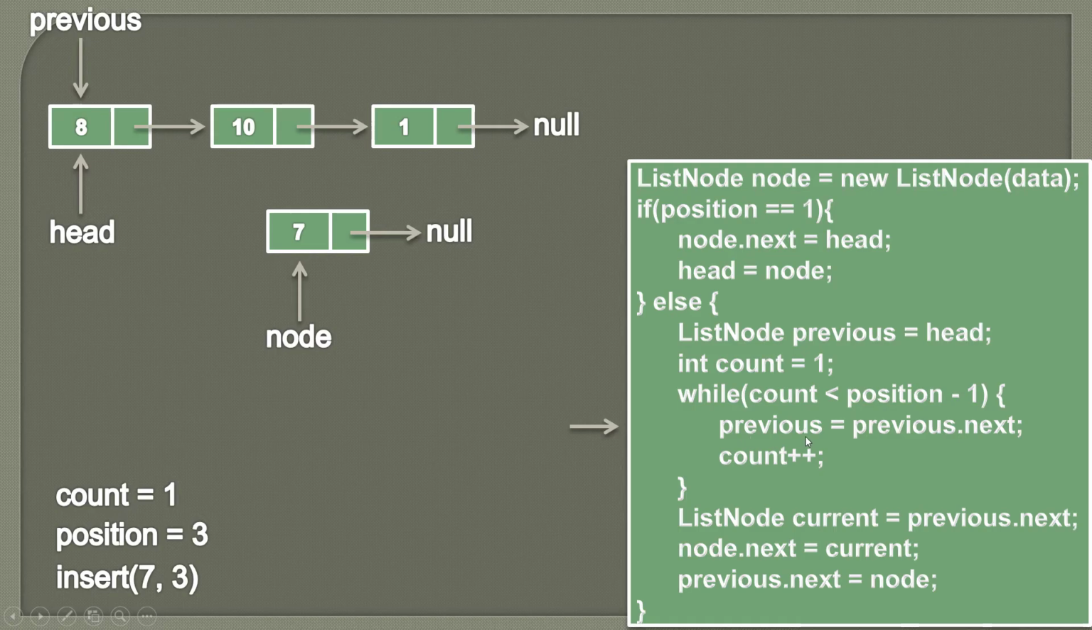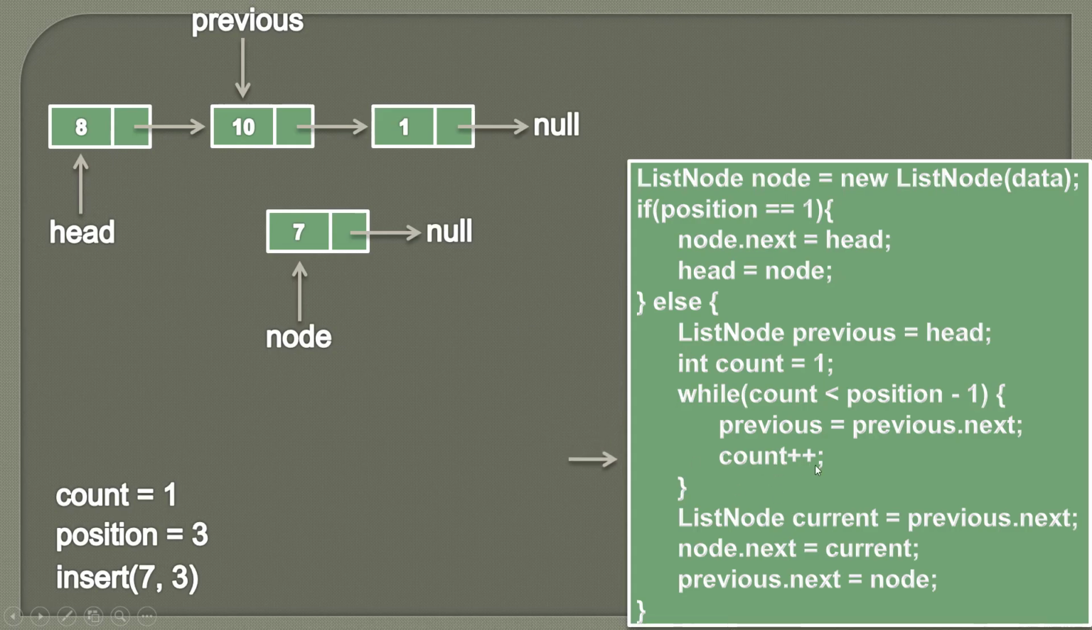So we'll simply traverse previous to its next node by assigning previous.next to previous. Currently previous is pointing to this node, its next is pointing to this node. So we'll assign previous next value to previous. It would look something like this, that now previous will point to its next node.